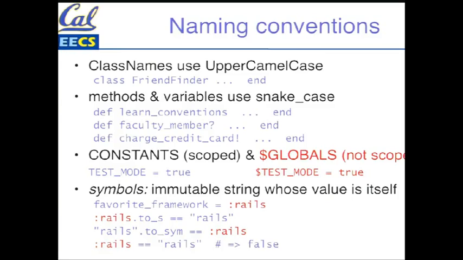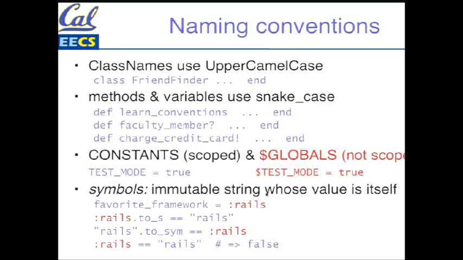Constants are in all capital letters, and they're scoped. That means that, like all other variables, they're visible only within the scope in which they're defined. There's also globals. They're in red because red is dangerous. Don't use globals. They're bad for you. But if you really need to use them, they begin with a $ sign. They're usually all uppercase, and they really are truly global. You can see and modify them from absolutely everywhere.